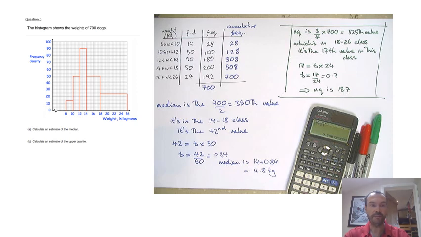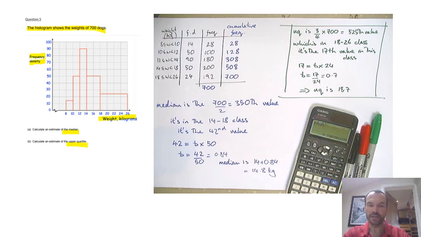Now, as a reminder, over here is the question. So we've got this histogram. It's a histogram because it's got frequency density on the axis. And we've got that label on the x-axis. And they want the median, and they want the upper quartile.